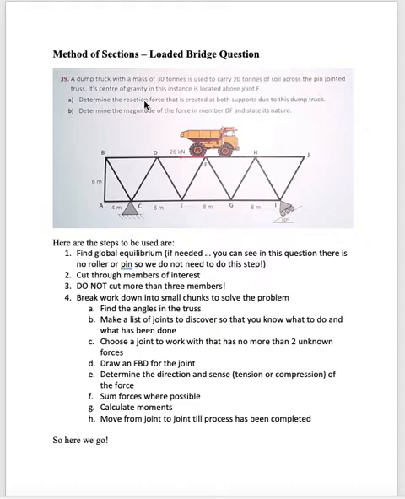Determine the reaction. Let me just start again. A dump truck with a mass of 30 tonnes is used to carry 20 tonnes of soil across a pin-jointed truss. Okay, there's a pin joint and that's the truss. In this instance, load located above F. Okay, so the truck is above F. So before we go any further with this, if I had my pen in an exam, I'd actually be drawing that load in. Okay, so I'm going to be drawing all over the exam, and I'll come here and I'll put a line down here so I know that that's where that weight is.